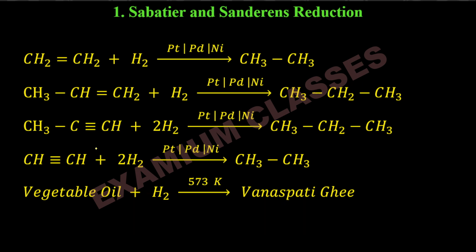Another example is vegetable oil. The vegetable oil formula is very complex and depends on which particular oil we are using, whether groundnut oil, sunflower oil or soybean oil. We are not going into those details. It is a very complex formula; even in IIT, it won't be asked. We just say vegetable oil is a mixture of alkanes. When it is treated with hydrogen at high temperature, 573 Kelvin, we get vanaspati ghee, vegetable ghee. So it is basically artificial ghee, not natural. It is an example of reduction by hydrogen, so that's why it comes under Sabatier and Sanderson's reduction.